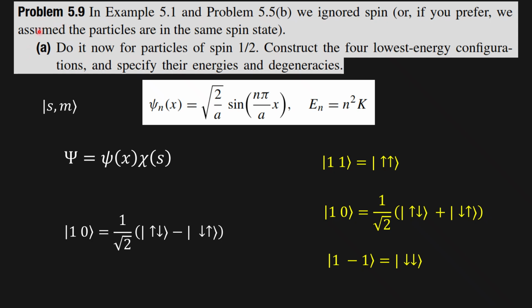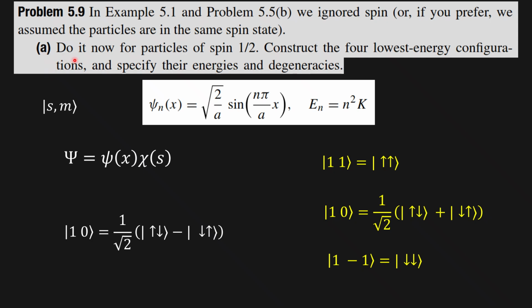Today we are going to solve problem 5.59 of Griffiths, third edition, Introduction to Quantum Mechanics. Problem 5.59 builds on example 5.1 and problem 5.5, where we ignored the spin, or we assumed that the particles are in the same spin state. This problem consists of two parts.